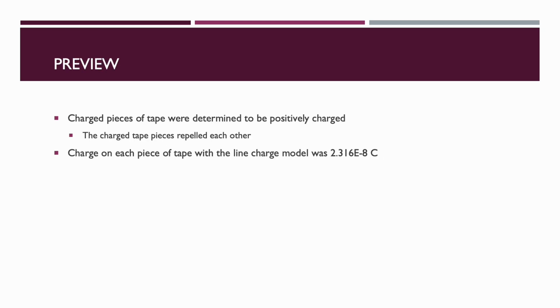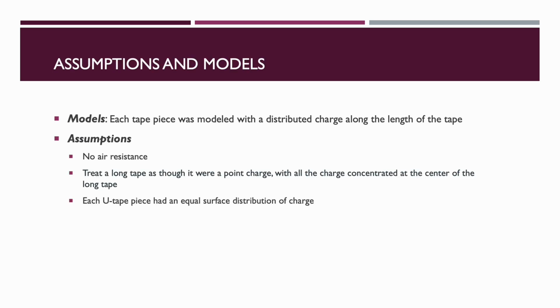So for a quick preview, the charged pieces of tape were determined to be positively charged because they repelled each other, and the charge on each tape piece with the line charge model was 2.316 times 10 to the negative 8 coulombs. Unlike Lab 1, we did not model the tapes as point charges.